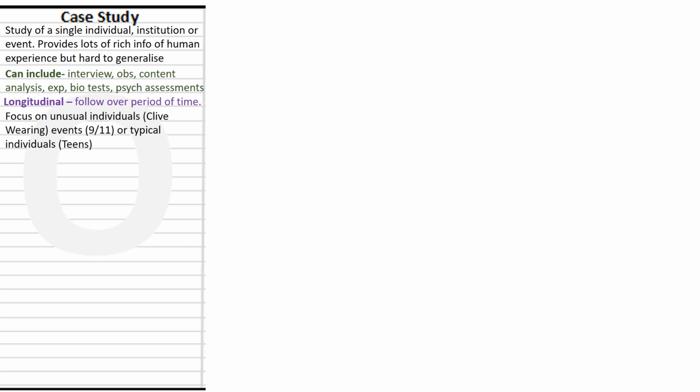Events, so obviously 9/11 would be an example of a world-defining event in which lots of information was generated and can be assessed to try and learn from it. Or perhaps you go away from the unusual and actually want to look at what a typical individual is like. You might choose a group of people, say teenagers, and follow an individual teenager around and find out what their life is like in a similar way.